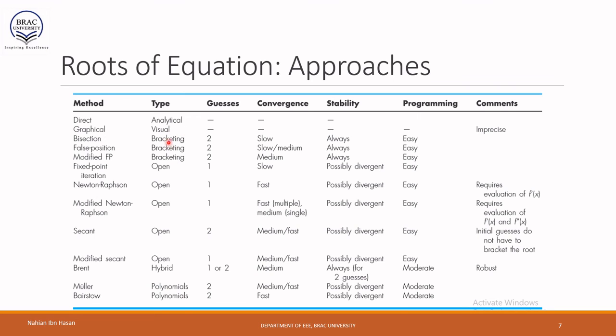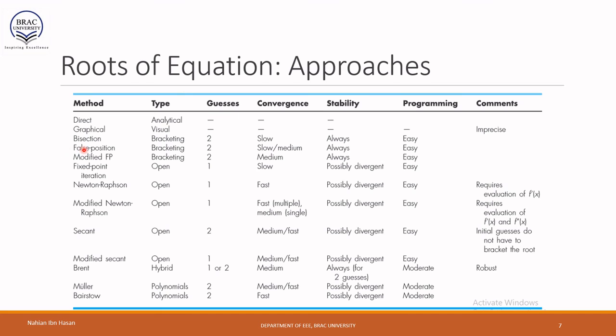There are some types denoted here: the bracketing methods, open methods, and the hybrid methods. Also the polynomial root finding, roots of polynomial equations. Also the number of initial guesses that are needed to start those numerical methods, and the convergence, whether it is slow or fast. So there's a column that shows the speed of the method. And also we have seen the stability of these methods, whether the method always ensures that you will find a root or not. So that's the stability column here.